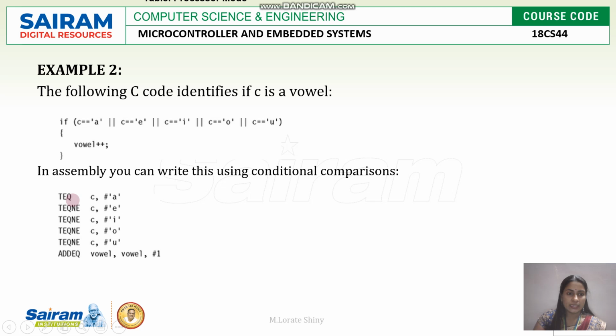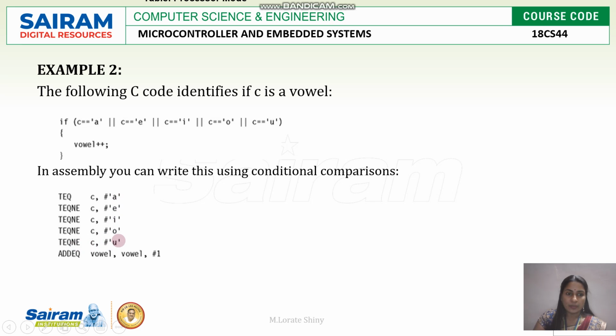TEQ, test for equality. This instruction performs a logical XOR between c and 'a'. If both are equal, we conclude. If both are not equal, then the next instruction is test for equality with a condition, not equal. If the first c and 'a' are not equal, then we check c and 'e'. If these are not equal, then we compare c and 'i'. If these are not equal, then c and 'o'. If these are not equal, then we compare c and 'u'.